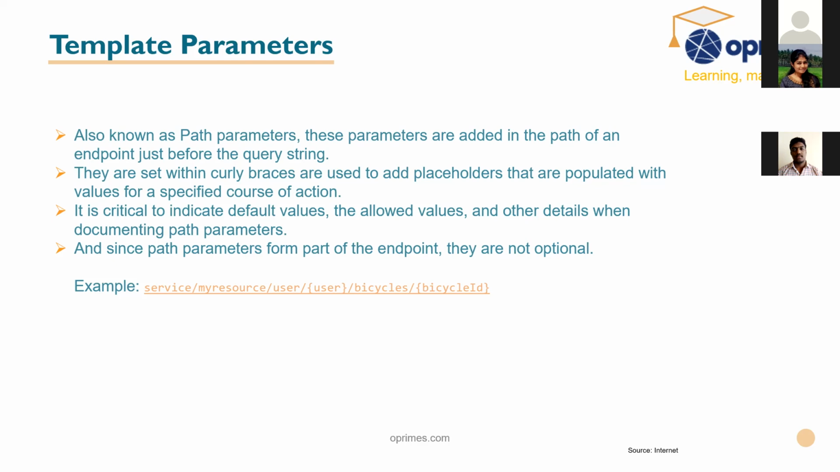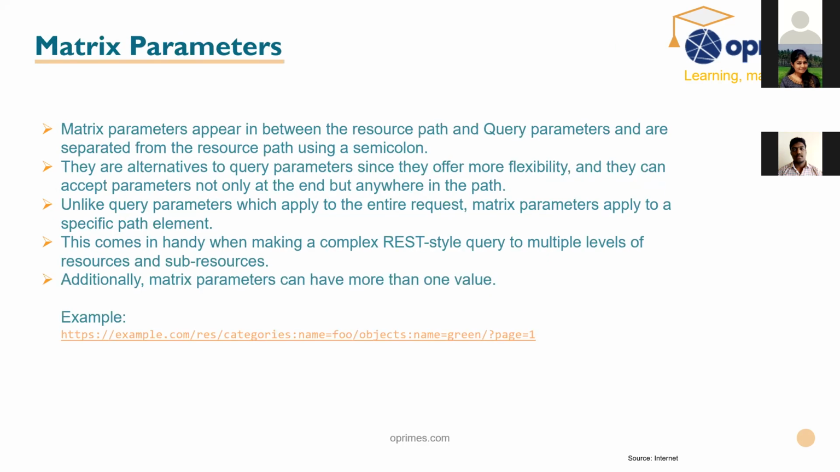Okay, and the third one is the matrix parameter. Matrix parameter is very much similar to query parameter. Again, this can also be used in between the URLs. It's not mandatory to use it at the end of the URL. It comes after the resource and before the query parameters. And the syntax for this is semicolons.